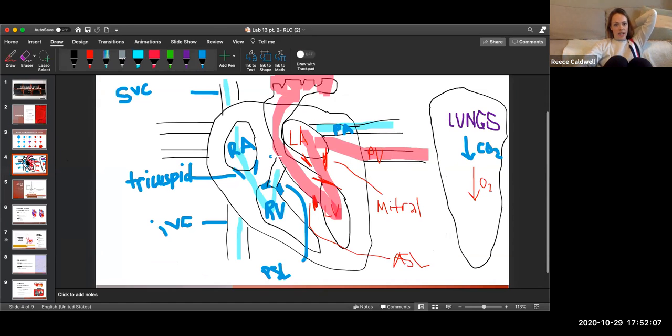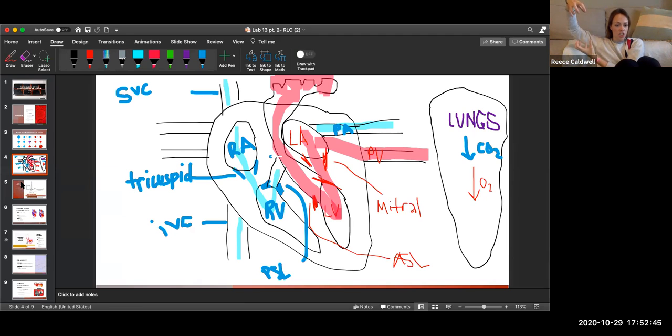But what happens is deoxygenated blood enters the heart from the superior and inferior vena cava. It is dumped into the right atrium, flows through the tricuspid valve, which is one of the AV valves, and enters the right ventricle. From the right ventricle, it's pumped through the pulmonary semilunar valve into the pulmonary artery, because the pulmonary artery is carrying blood away from the heart and into the lungs. When we get into the lungs, we have a gas exchange from CO2 to O2. So we have deoxygenated blood become oxygenated.